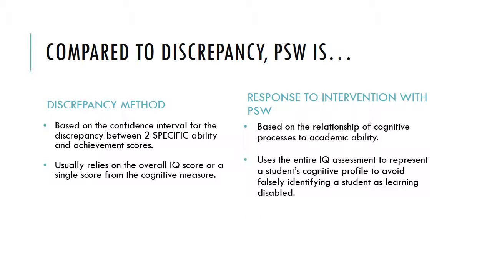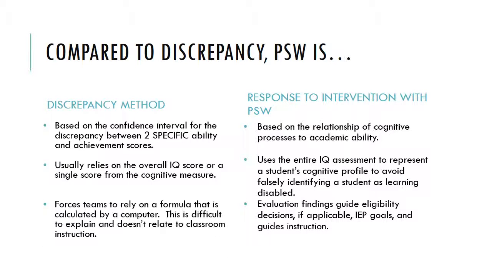The discrepancy method usually relies on the overall IQ score or a single score from the cognitive measure, whereas PSW uses the entire IQ assessment to represent a student's cognitive profile to avoid falsely identifying a student as learning disabled.